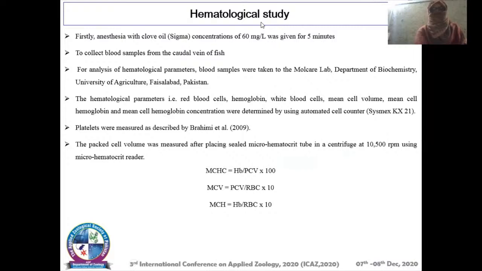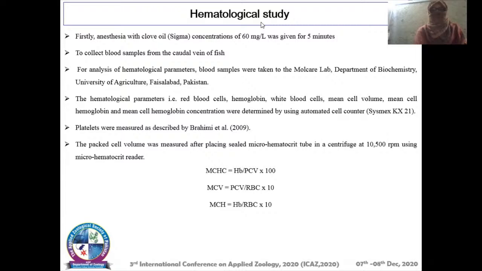Hematological study. Firstly, anesthesia with clove oil at a dose of 6 grams per liter was given to the fish for 5 minutes to collect blood samples from the caudal vein. For analysis of hematological parameters, blood samples were taken to the molecular lab, Department of Biochemistry, University of Agriculture, Islamabad, Pakistan. The hematological parameters, red blood cells, hemoglobin, white blood cells, mean cell volume, mean cell hemoglobin, and mean cell hemoglobin concentration, were measured using an automated cell counter.